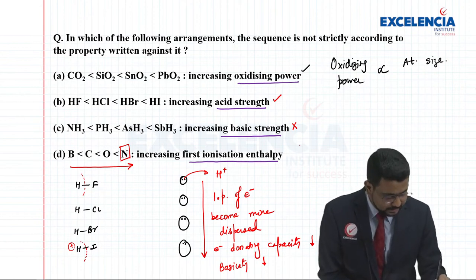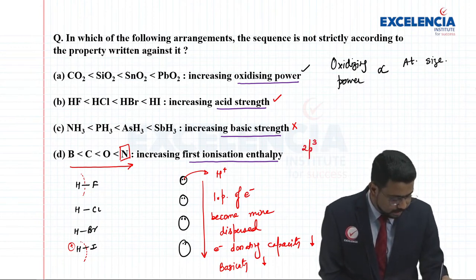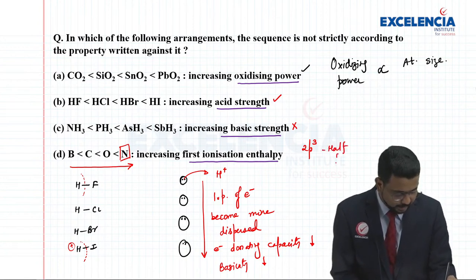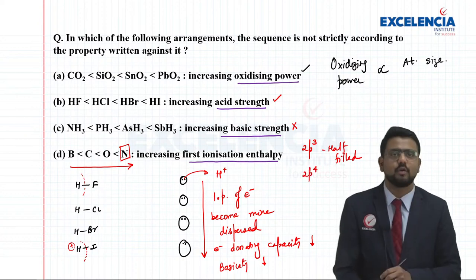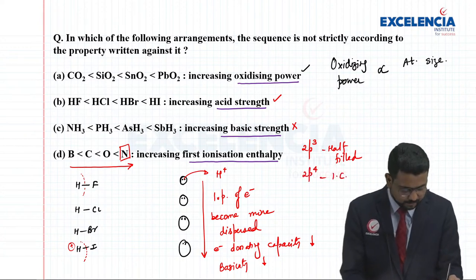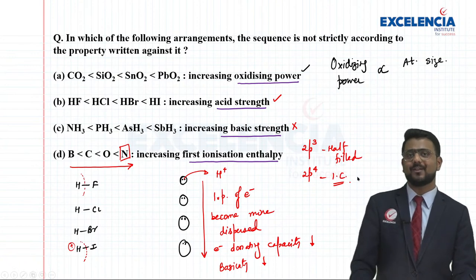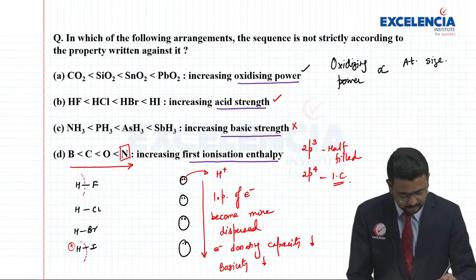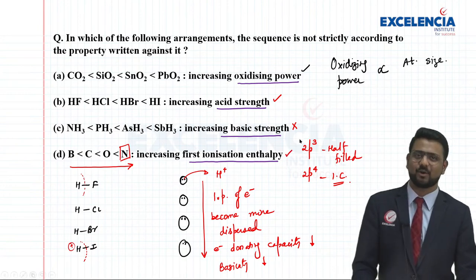The reason for that is that nitrogen has 2p3 electronic configuration, which is half filled, right? Whereas if I consider oxygen, it has got 2p4 electronic configuration, which is incompletely filled. So definitely nitrogen being more stable, it requires more energy to remove the electron. So definitely this particular order is also a correct order, right?